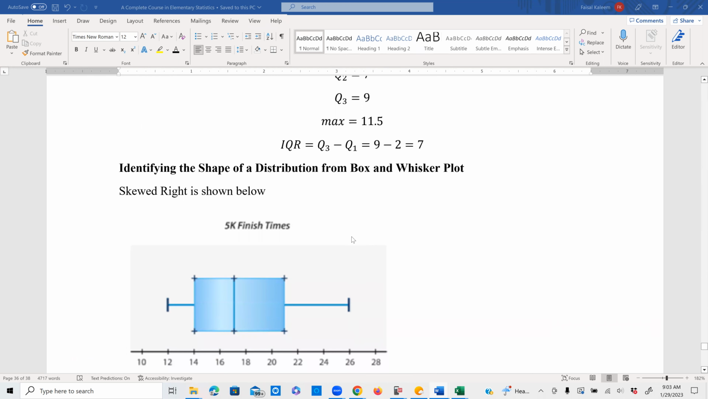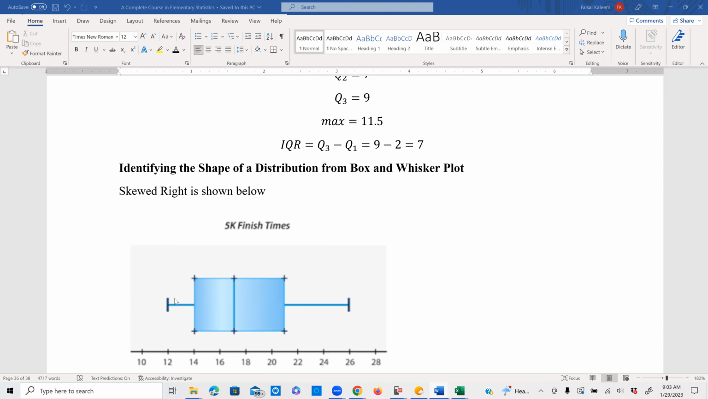Identifying the shape of a distribution from box and whisker plots. So if we have a shape like this, where we have a tail on the right side, and we see that, remember, this point is the median, and the median is occurring earlier than the middle, then this is a skewed right situation, because now the mean will be somewhere on the right, and anytime the mean is on the right of the median, that is a skewed right situation. So similarly, you can imagine what a skewed left will be. In that case, this line, the median line, will be more towards the right side.